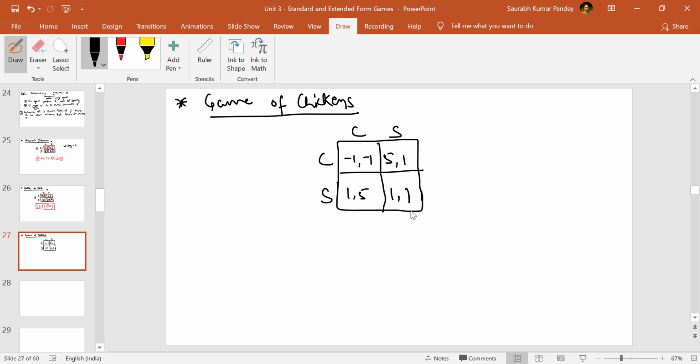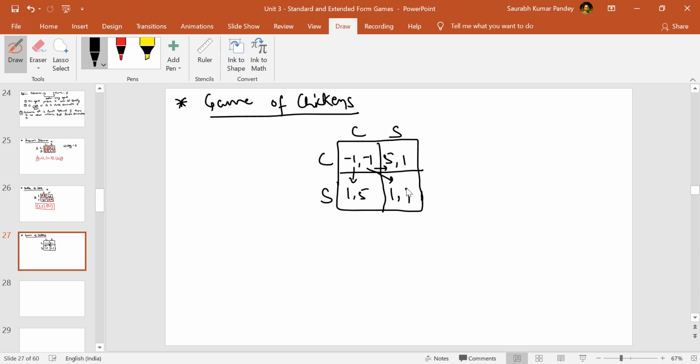Now again you have to see how, from where to where it is going, and how. So if you see from CC, from -1 you are improving to CS, you are improving. If you go downwards, you are improving over here, you are improving over here.